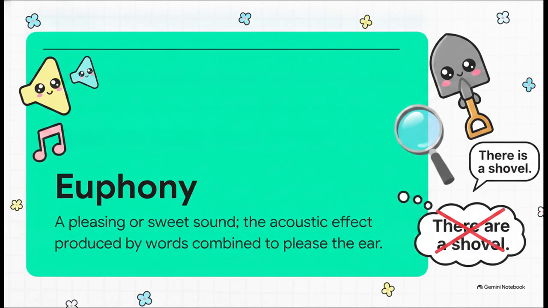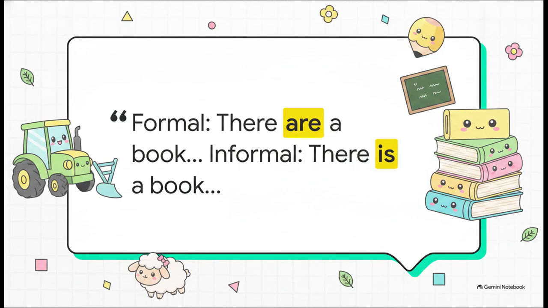Conversational English often prioritizes what sounds sweet, smooth, and human over strict mathematical logic. Because the very first word right after the verb is singular, a shovel, it just sounds so much smoother to say there is a shovel, rather than the clunky there are a shovel. And this brilliantly illustrates the divide between a grammar textbook and real life.